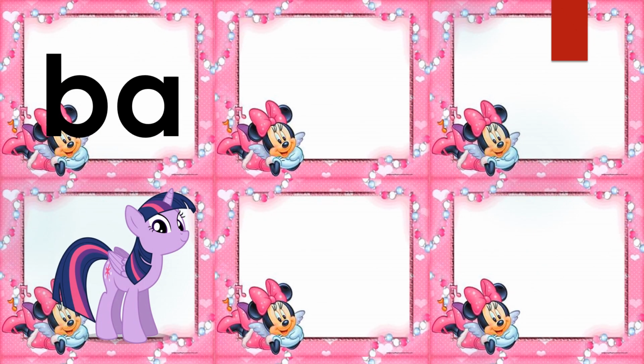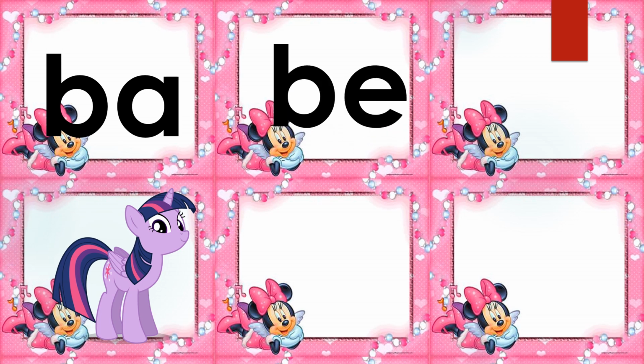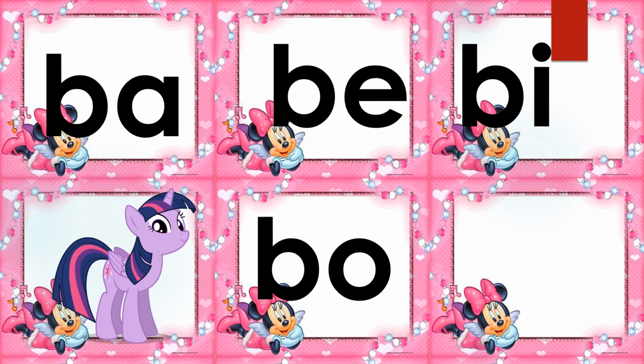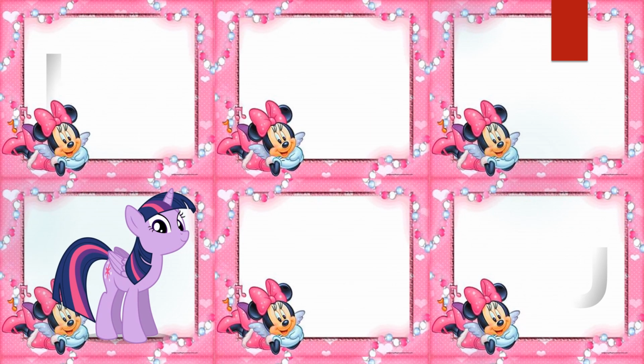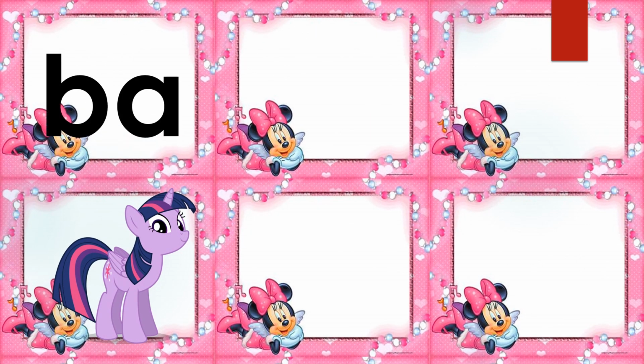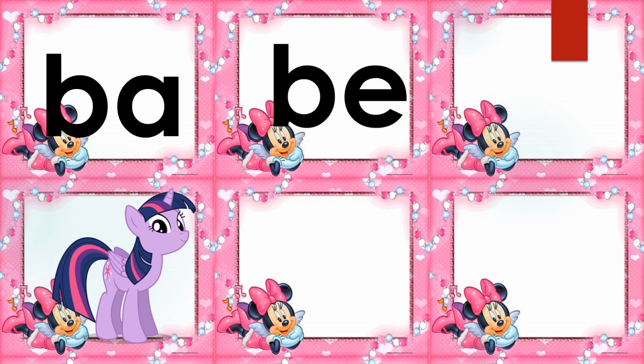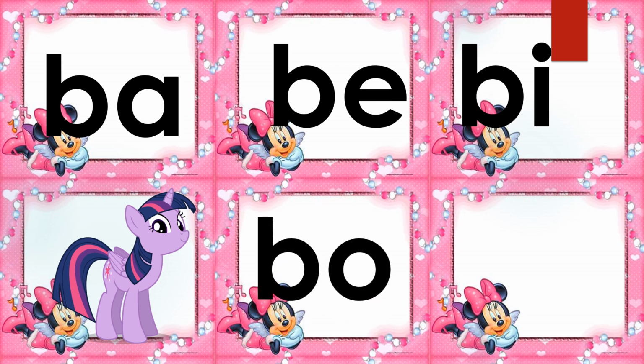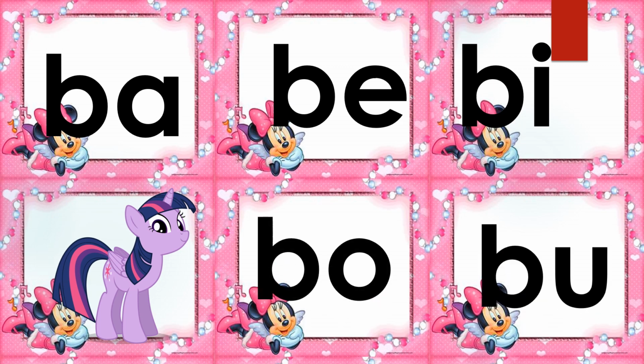Okay, follow me. Ba, be, bi, bo. Good. Next. Very good. Okay, then you have, then last. Okay, very good. So it's ba, be, bi, bo, bu. Now let's move on to the next syllable.